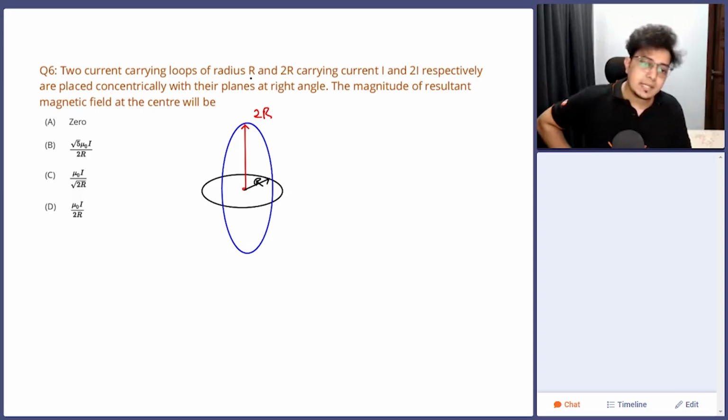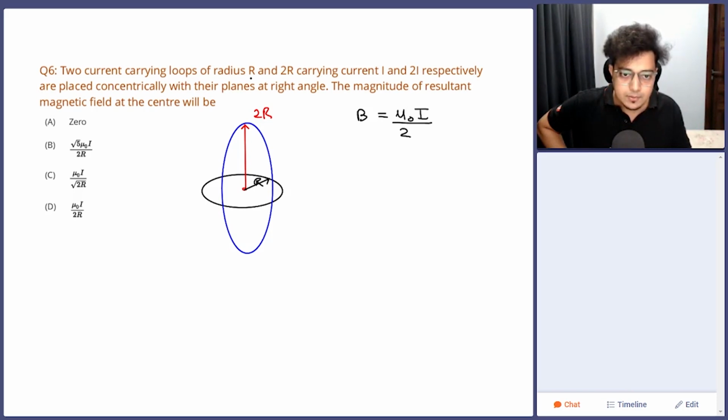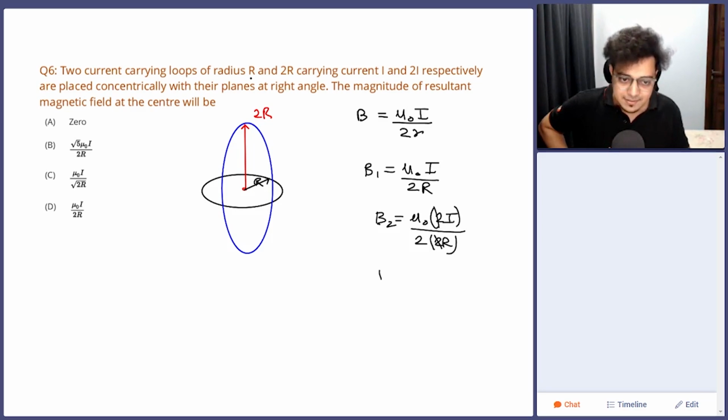So magnetic field produced by a complete ring, complete arc, formula is B equal to mu naught I upon 2 into r, where r is the radius. Now if you notice carefully, for the first loop, this magnetic field is B1, we can say. Mu naught, current is just I and radius is r. And if you solve for the second ring, that is mu naught, current is also double as well as radius is also doubled. So 2 cancels, the magnetic field that you get by the second loop is again the same, mu naught upon 2 r.